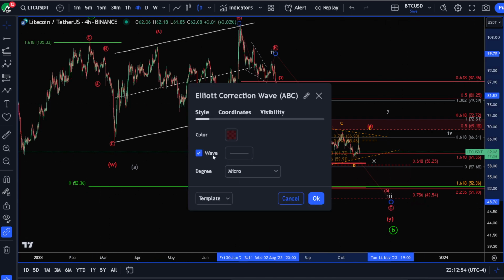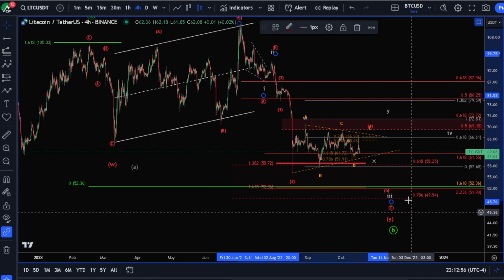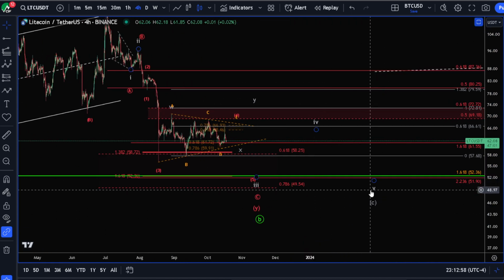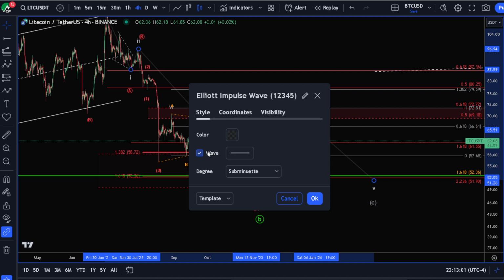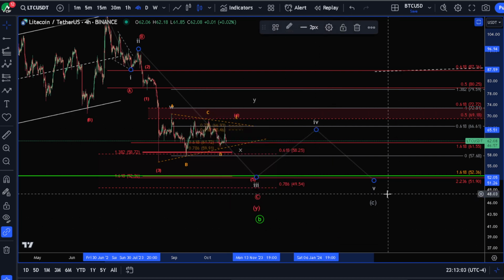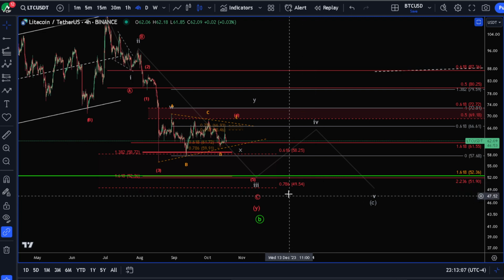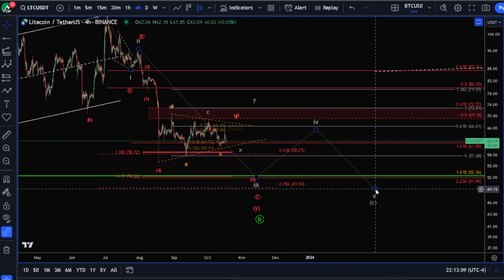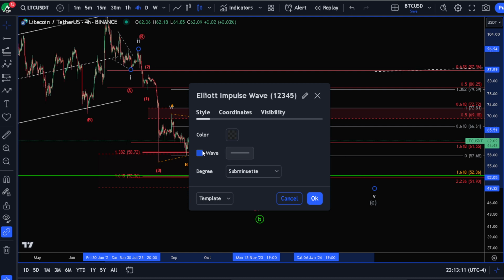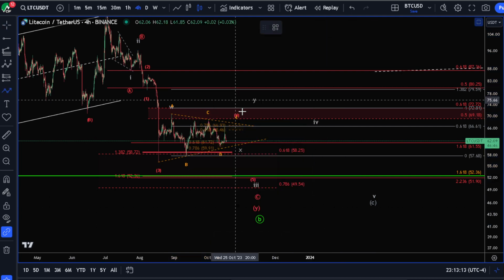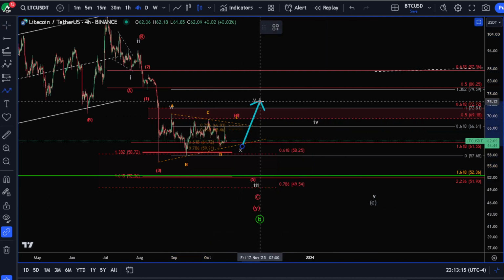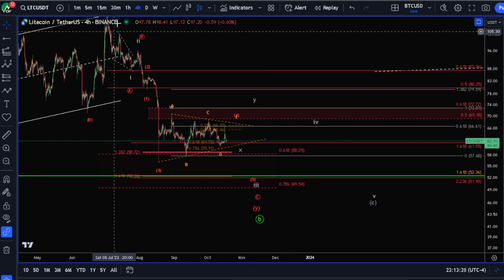If we're actually making a larger A, B, C, we'd then expect this gray count, in which case we'd expect another fourth and fifth to the downside to complete. Around the 786, that's around $50. So we'll have to wait and see which one we get, and things would get a little more complicated if we get this Y wave up here. But I'll cover that in a different video if we make it up there.